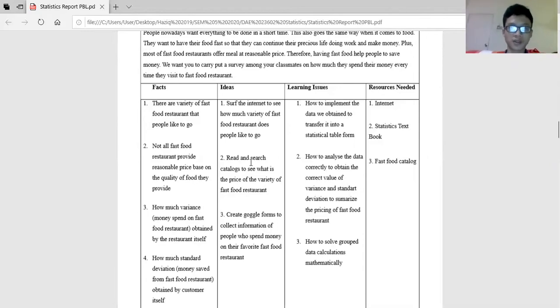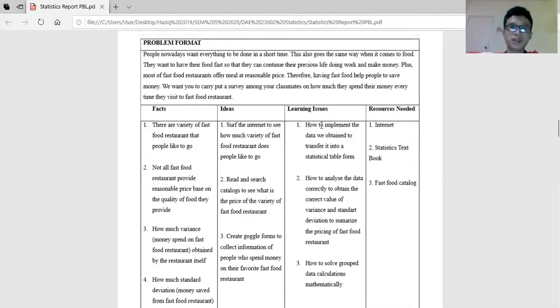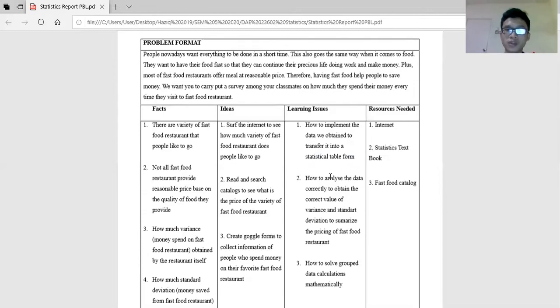So Google Forms and catalogs. Google Forms is the most important for collecting the information, and learning issues is how to implement the data we obtain by transferring it into a statistical table form. Or I can say the statistical table form is the group data form from chapter 1, right? We learned that it has lower boundary, class limit, and frequency. These three things are important in the statistical table form, or group data form, in order to expand our data and solve it.